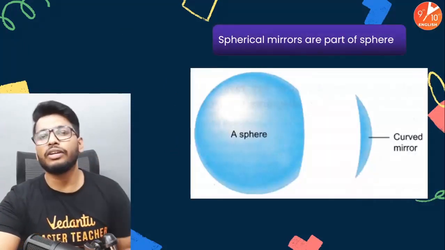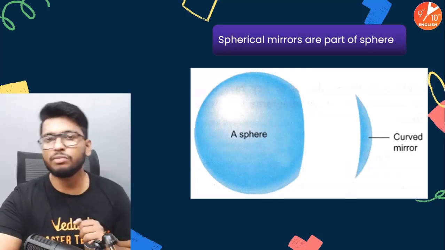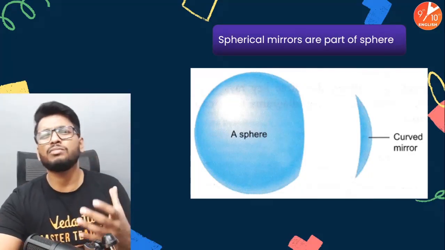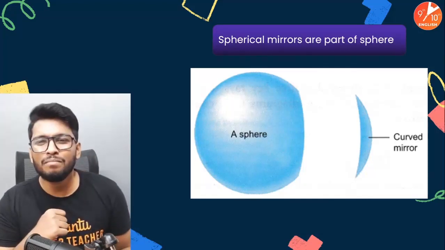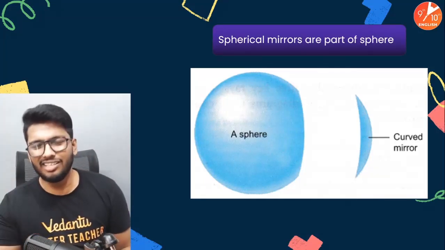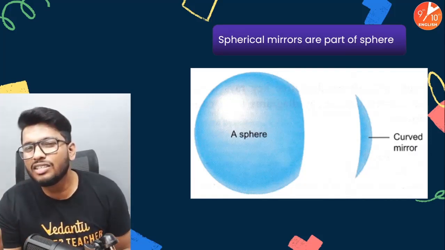Now, let's talk about spherical mirrors. So we are done with plane mirrors. Now we are moving on to spherical mirrors. What is a spherical mirror? First of all, why did we get the name spherical mirror? Because this mirror is not a sphere. It doesn't look like a ball. It looks more like a curved surface. So why is it called a spherical mirror?